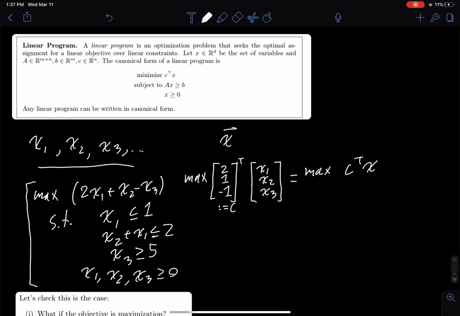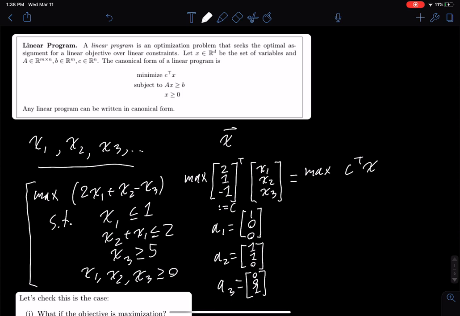Similarly, we can define each of the constraints to be a vector. For example, we can let the vector a1 equal our first constraint, so a 1 for x1, zeros for the coefficients of x2 and x3. Similarly, we can let a2 represent the second constraint, having a coefficient of 1 for x1, 1 for x2, and 0 for x3. And we can let a3 represent the third constraint, with coefficients of 0 for x1 and x2, and a coefficient of 1 for x3.